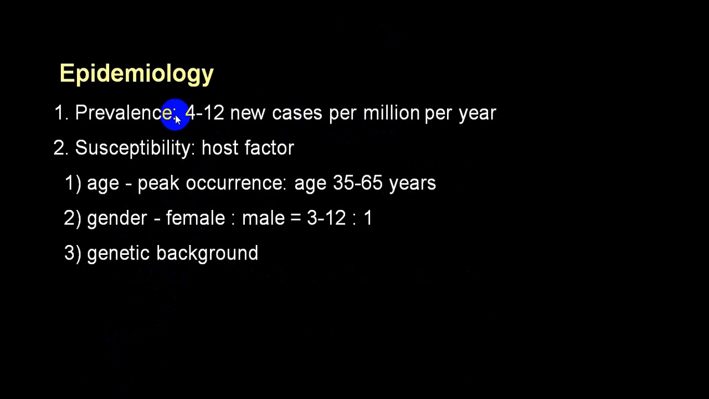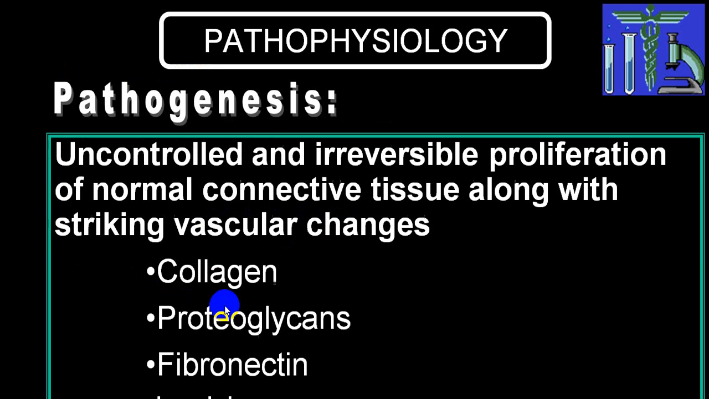Per million it is only 4 to 12 cases. Age from 35 to 65. Female to male ratio is almost sometimes 12:1. So females are more prone as compared to males. There is definitely a genetic background, so there will be a strong family history. As far as pathogenesis is concerned, there is uncontrolled, irreversible proliferation of connective tissue along with vascular involvement. So there is an abnormality in the proliferation of collagen tissue.